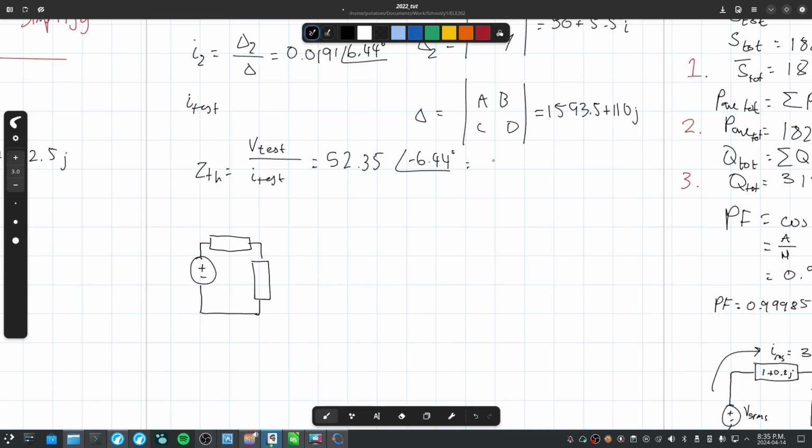So this actually is going to be 52 minus 5.87j. So 52.03 minus 5.87j.